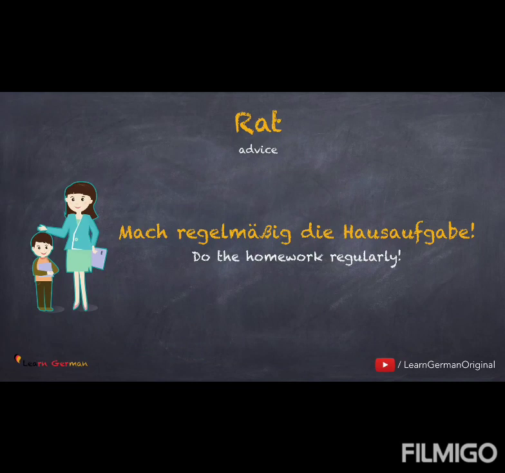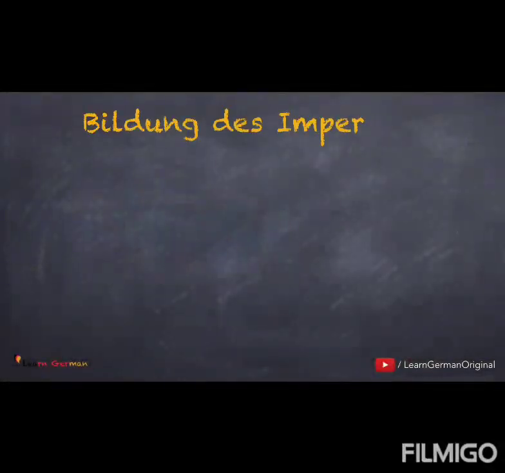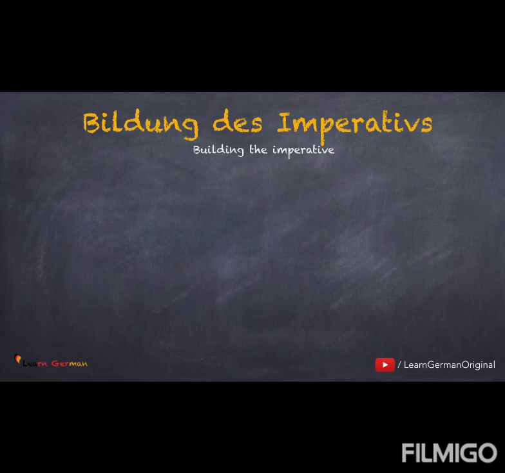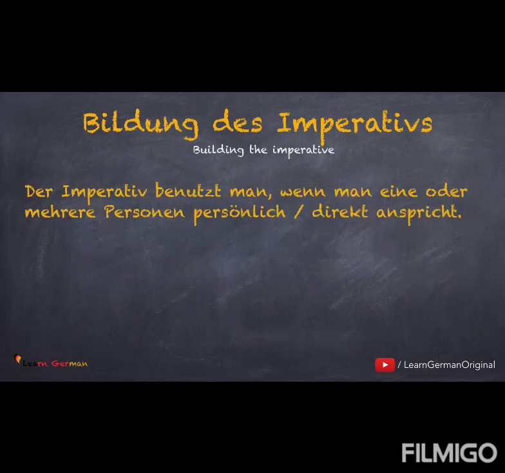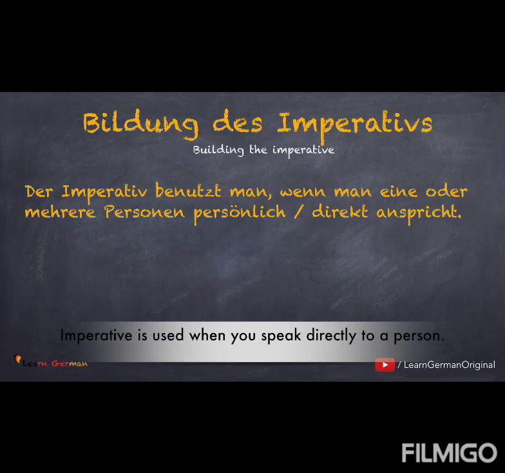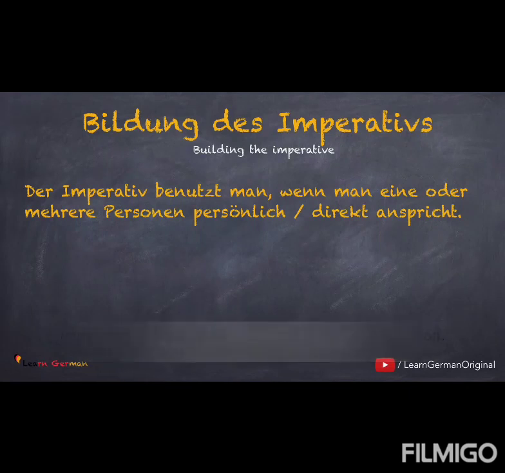Great! So these were a few cases where you use imperative. Now let's see how to build imperative. Bildung des Imperativs. Imperativ benutzt man, wenn man eine oder mehrere Personen persönlich direkt anspricht. That means when you're talking to one or more people directly, then you use imperative.